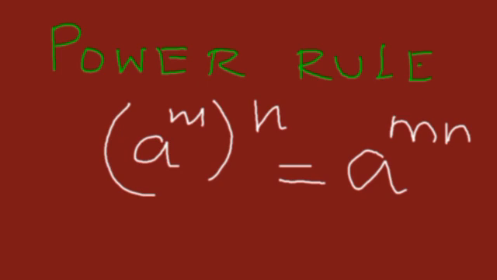Third rule, power rule. a power m, the whole power n equal to a power mn. See, if the power is like this, we can multiply the powers. Okay. a power m, the whole power n equal to a power mn. This is the power rule.